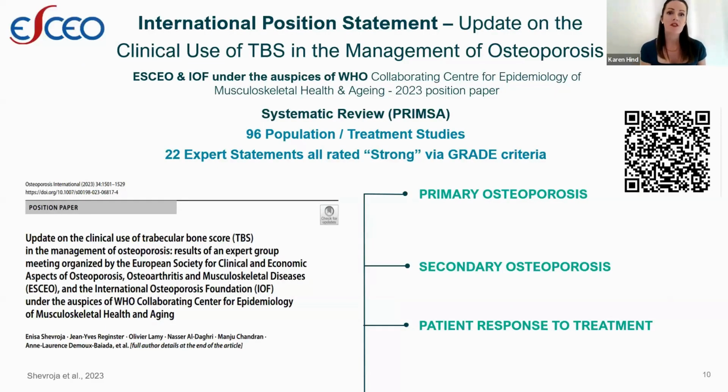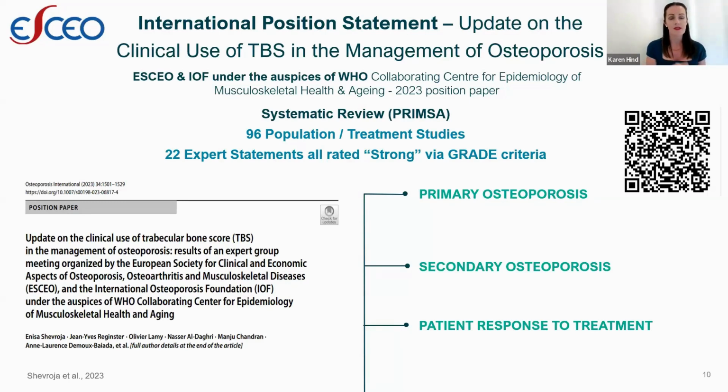So now we can move on to the International Position Statement of the IOF. This was an update on the clinical use of TBS in the management of osteoporosis, moving forward from the 2015 paper by Nicholas Harvey and colleagues, because a lot of evidence had accrued since then, which required an update of the evidence and the guidelines. This paper also included a symposium, which took place after the ISCD position conference, which I believe was in March.